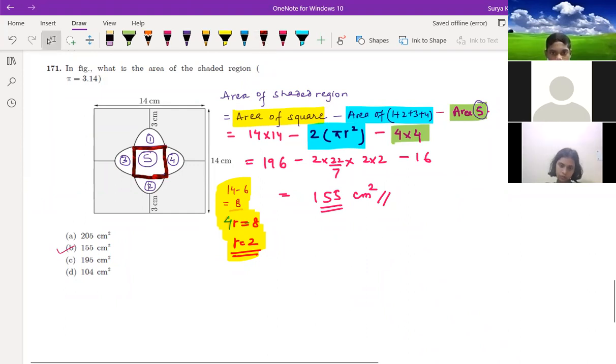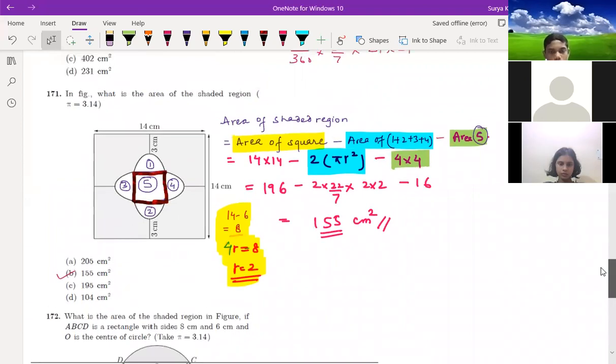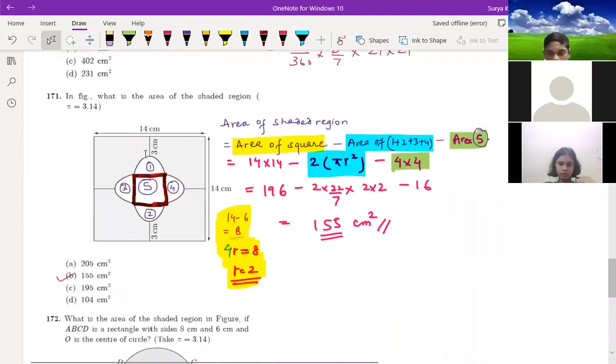Fine. Next question is, sir, we can find it also directly, right? 14 minus 6. Total. Okay, so we'll get the total from the total. Yeah, 14 minus 6 means their total from here to here. 4 radius you got, right? Yeah. That is only the main concept.